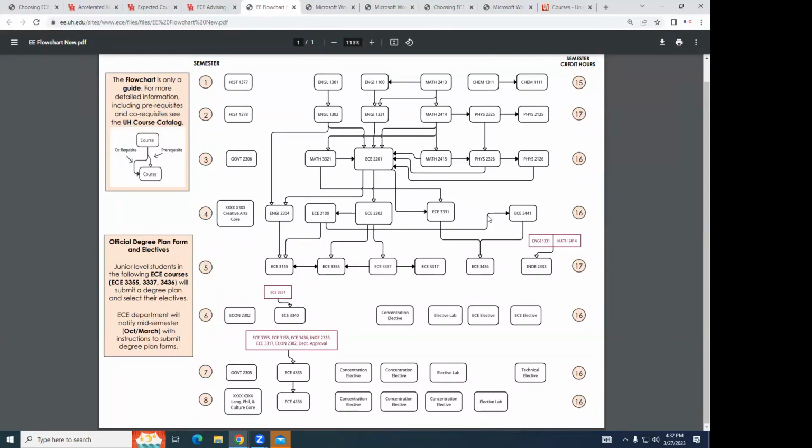2100, the flow chart says this is the case, but we filed paperwork to remove that. It's not going to be official until fall, but we still honor that.